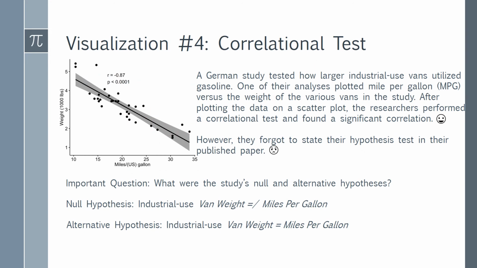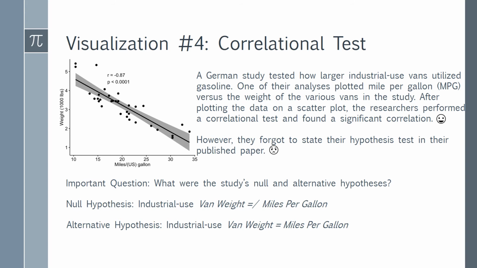All right, moving on to our visualization hypothesis test number 4, which is our last test, which has to do with correlational testing. So a German study tested how larger industrial use vans utilize gasoline. One of their analyses plotted miles per gallon, which is abbreviated here as MPG, versus the weight of the various vans in the study. After plotting the data on a scatter plot, the researchers performed a correlational test and found a significant correlation. However, they forgot to state their hypothesis test in their published paper. And the results are listed below.